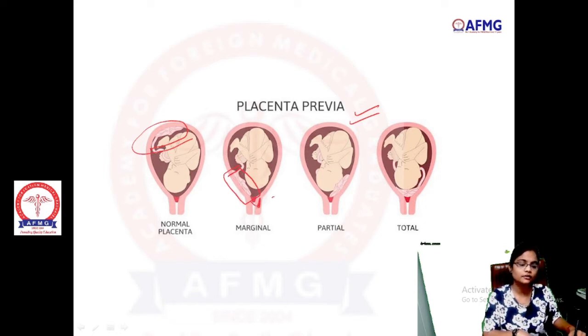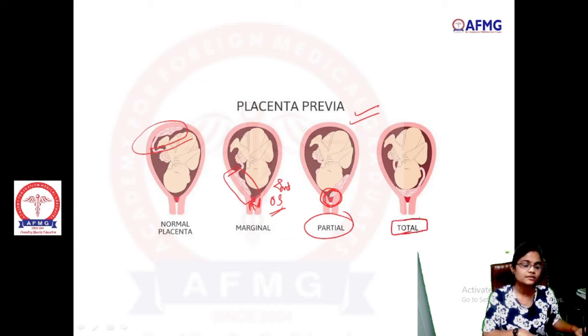This is your internal os, and the placenta is somewhat marginal to that. And you see the next part, a partial placenta, literally touching the internal os. And what is total placenta previa? It is totally covering the os. So these are types of placenta previa, where the localization gives the type.